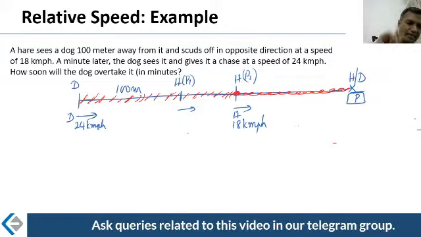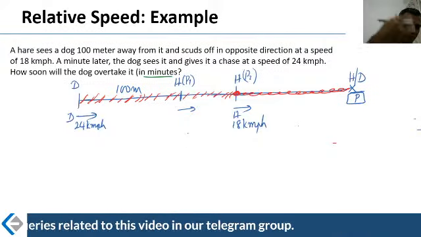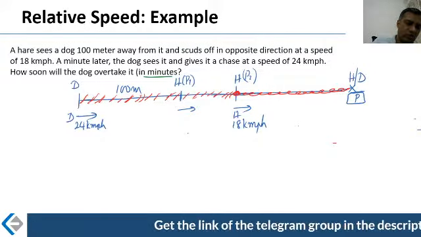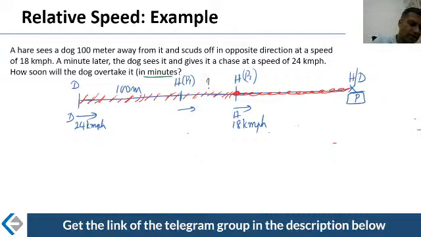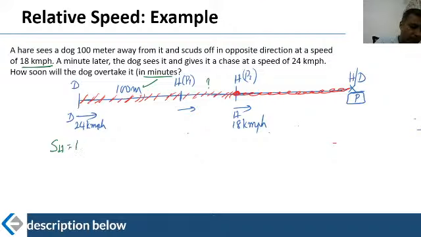Now, whenever the relative speed comes in the picture, let's take a look at this, guys. In 1 minute, what is the distance covered by the hare? Let's write the answer. I need this distance because I'm ready with the first distance, which is 100. The second distance is what I want. The speed I know. The speed of the hare is 18 kilometers per hour.